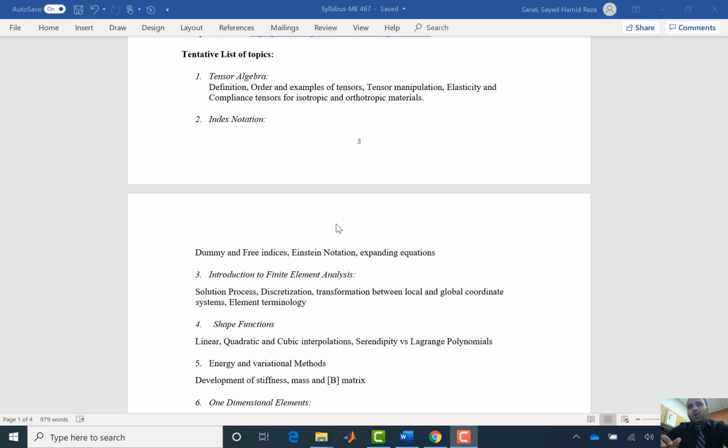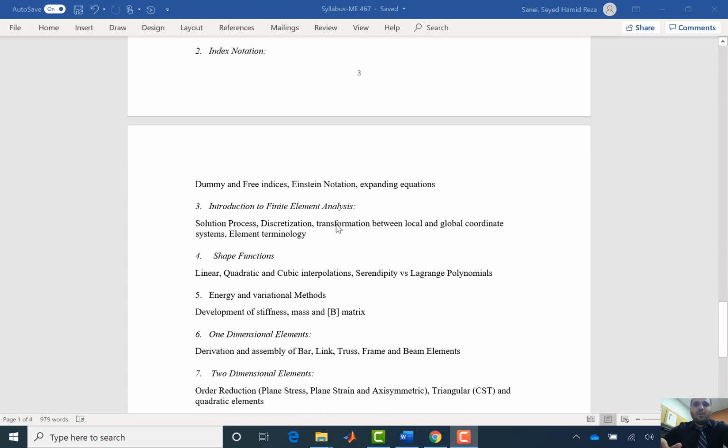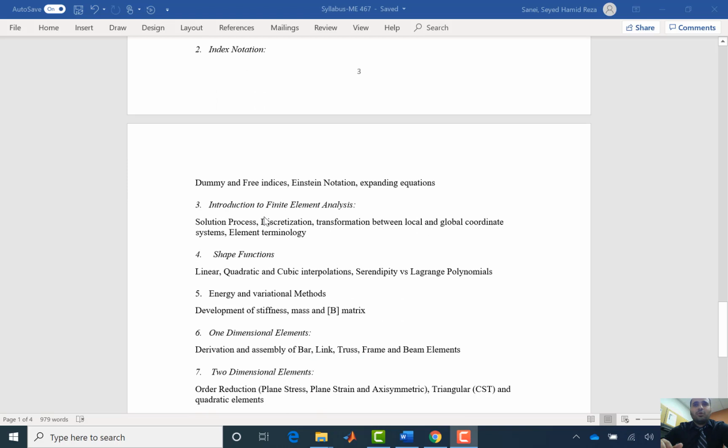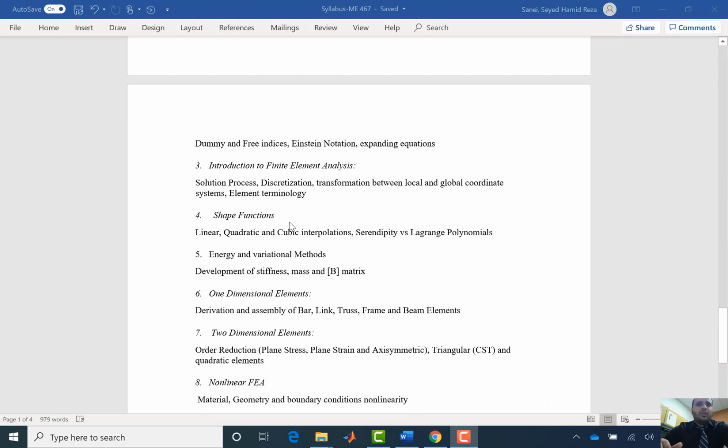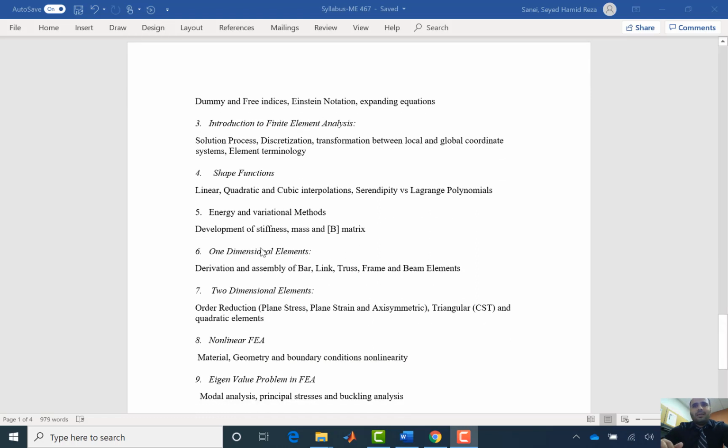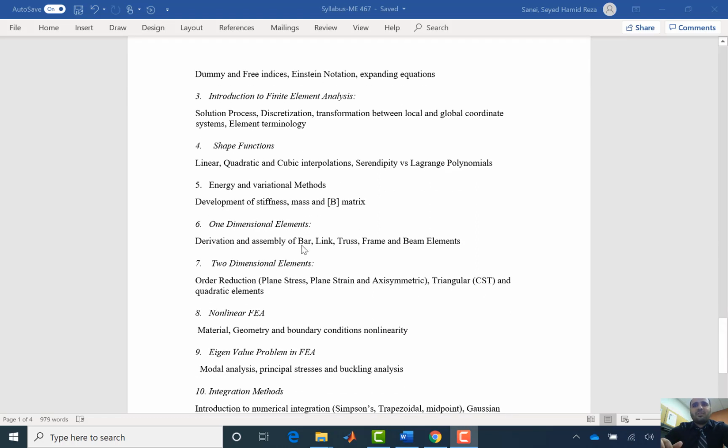It's usually taught at graduate level class. So we need some foundation. That tensor algebra and index notation would be our foundation to develop our own finite element code. Then we go into an introduction of the procedure, talk about what we need to do to solve problems. And then we introduce shape functions, different types of shape functions and elements. And then the energy method for developing the stiffness matrices.